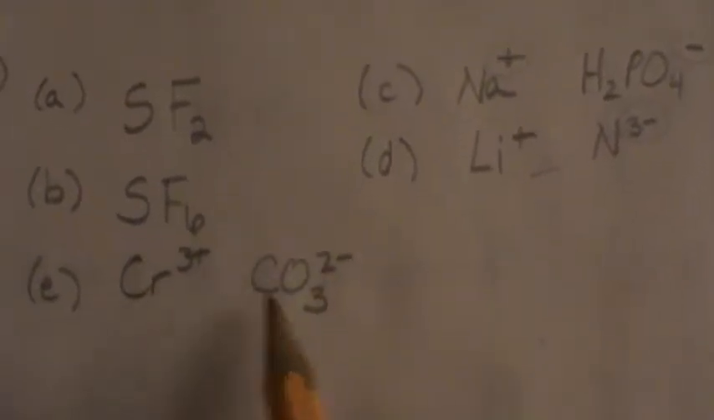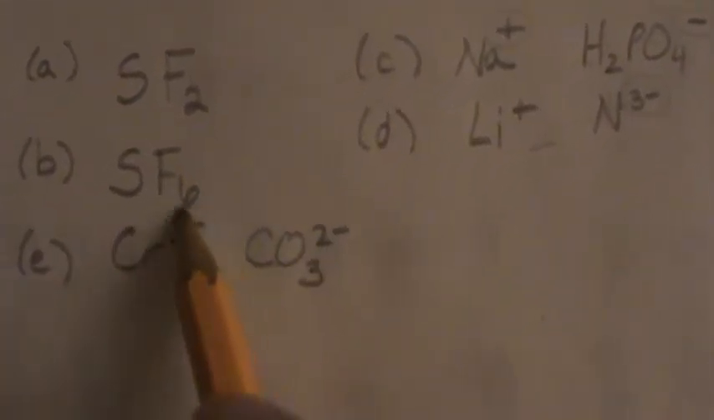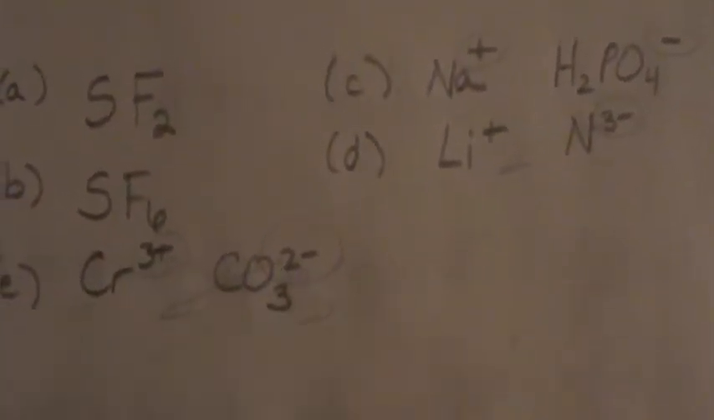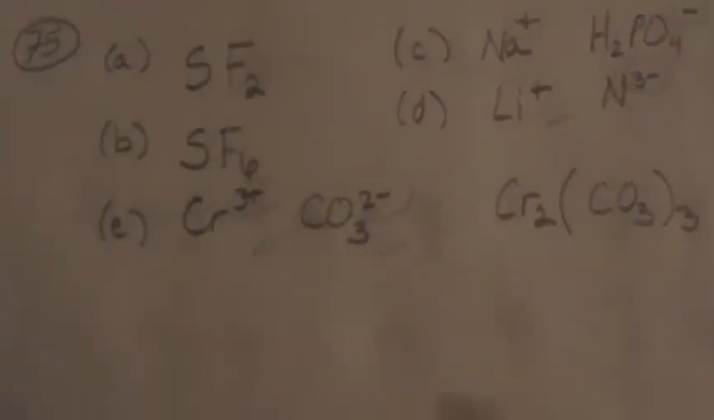So Cr3+ and CO3 2-. I'm going to need to bring that 3 down there and that 2 down there because I need 6 positive charges and 6 negative charges. That's the only way to balance these out. So I have 2 chromiums. Now if I need 3 carbonates, I need to make sure that my carbonate is in parentheses so that I get 3 of the whole thing. Oh, this is a long problem.